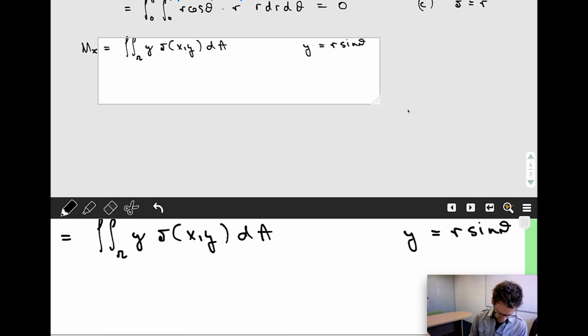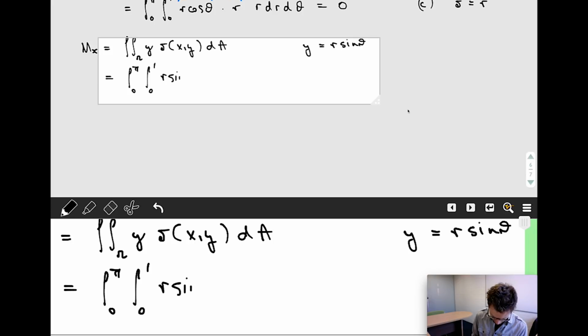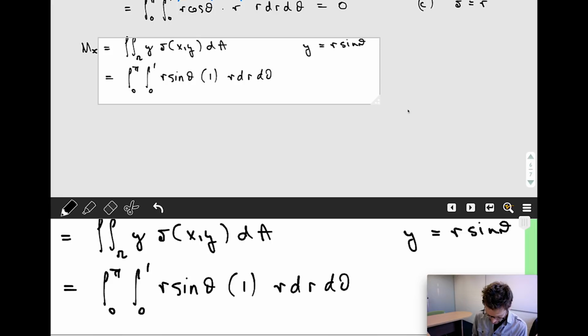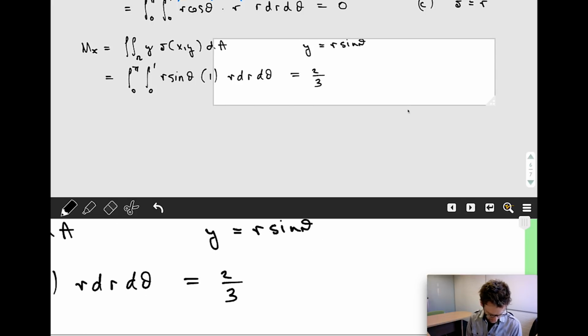So let's look at the uniform density case. Integral from 0 to pi, integral from 0 to 1 of y times the density is 1, r dr d theta, and you can show that that is equal to 2/3. So this is the case of delta is equal to 1.